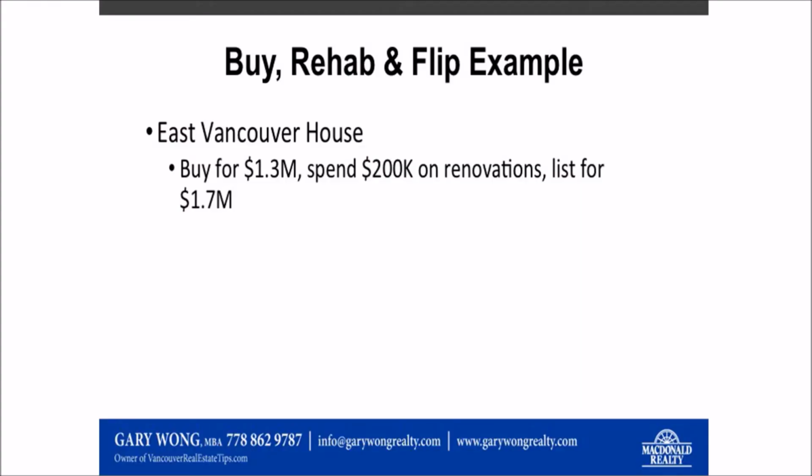Pretty simple. For example, an East Vancouver house you can buy for $1.3 million. You spend $200K on renovations. You make it look like a brand new house. List it for 1.7. You probably sell it in this market.